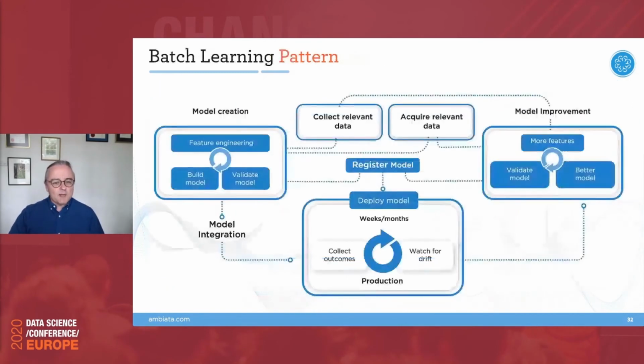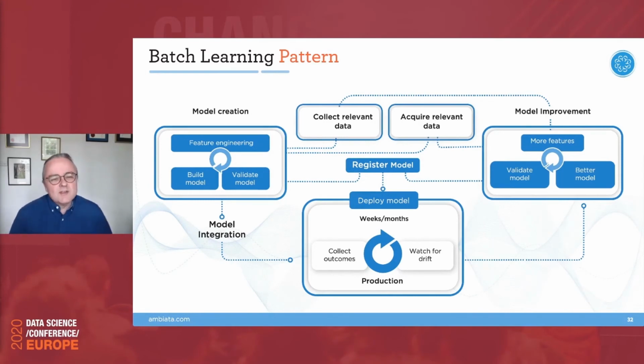Now, I talked a little bit before about how you actually do batch learning in a pattern. You create your model based on historically collected data. You deploy it into some MLOps framework. You watch for drift, and at the same time, you might improve the model either by introducing more features or just through more training data. And then you go around that loop.